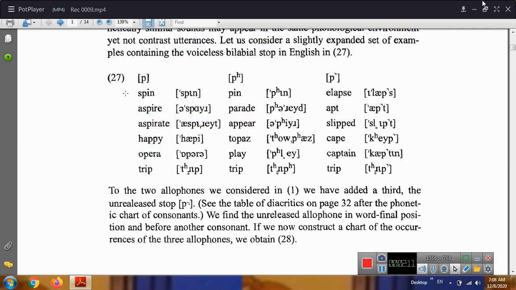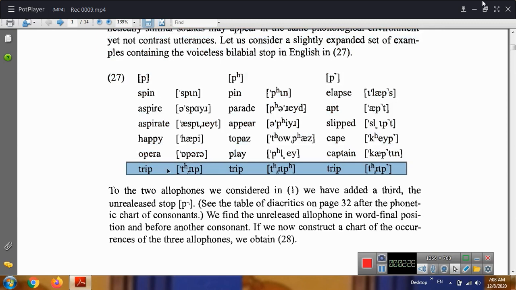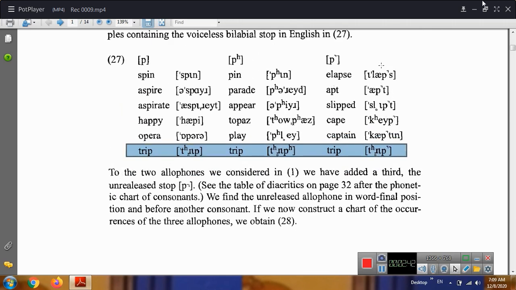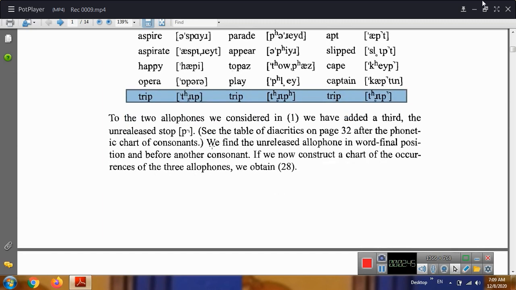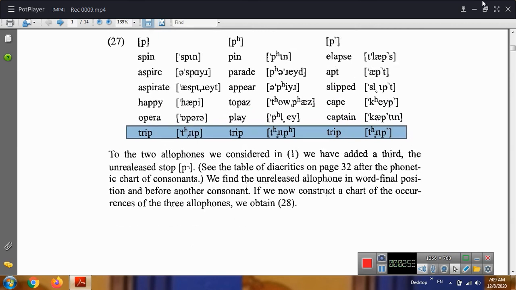These three allophones of P are in complementary distribution in this environment, but they have a shared environment at the end of the word, where they don't create any difference in meaning. To the two allophones we considered as one, we have added a third, unreleased stop P here. This diacritic means unreleased. We find the unreleased allophone in word final position and before another consonant, according to this data.